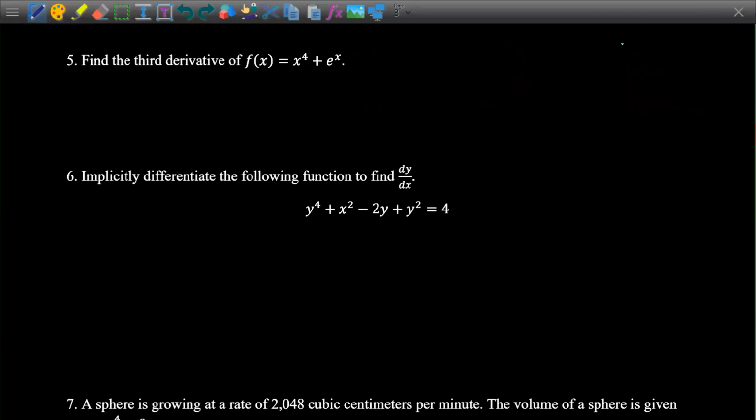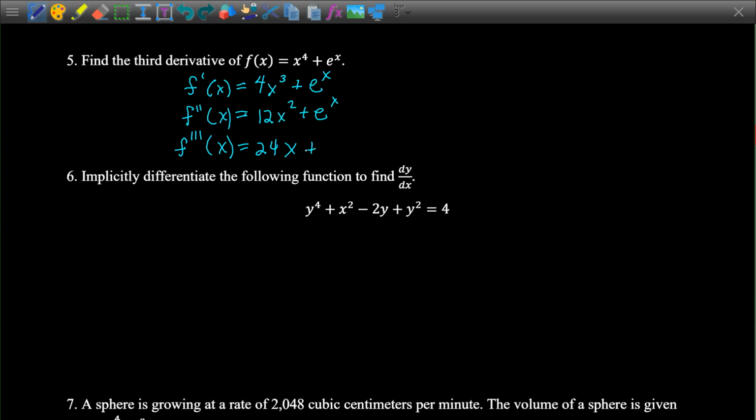Right, number 5, find the third derivative. So first derivative, we have the derivative of x to the fourth, so that's 4x cubed. And then the derivative of e to the x, which is just e to the x. Then we have the second derivative, which is going to be the derivative of f prime. So we have 12x squared. The derivative of e to the x is still e to the x. And then the third derivative, f triple prime, 24x plus e to the x.